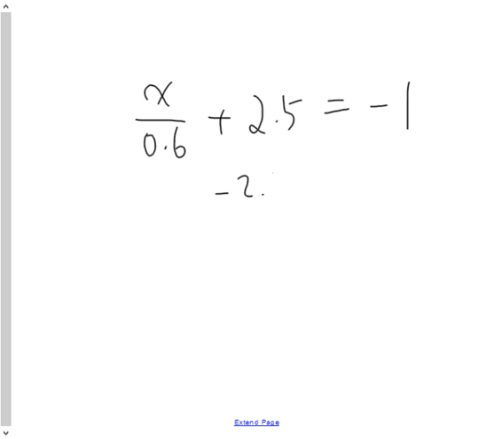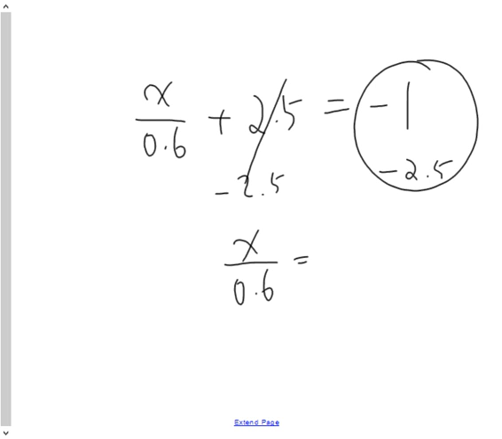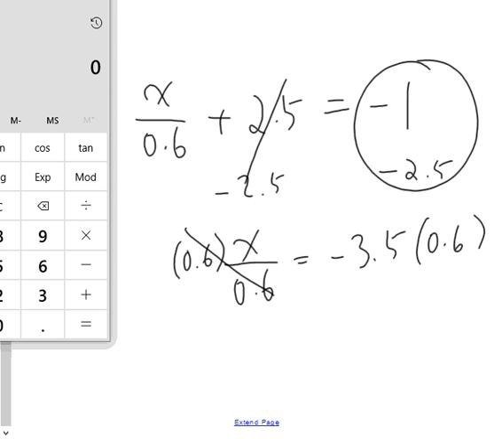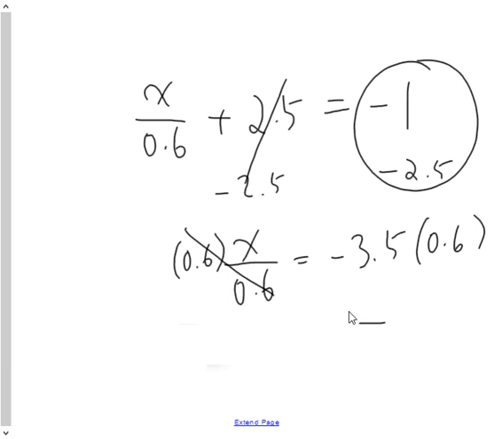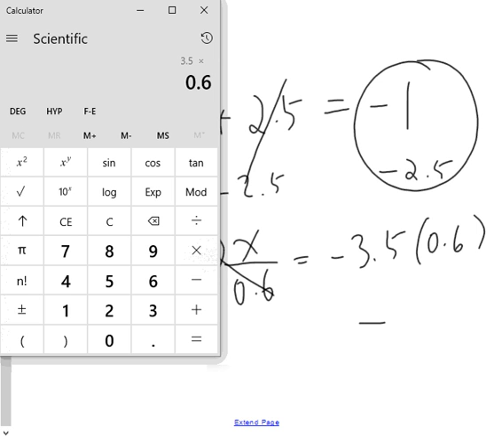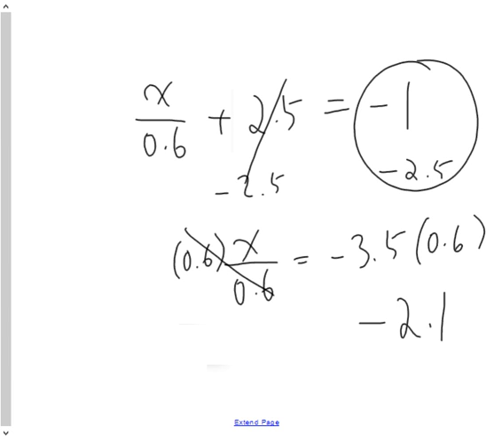So here we're going to subtract 2.5 from both sides. X divided by 6/10 is equal to negative 3.5. Multiply both sides by 6/10 to get rid of your dividing by 6/10. Grab your calculator. 3.5 multiplied by decimal 6. I don't need to worry about negative and positive signs because I know my answer is going to be negative, because a negative times a positive is a negative. Hit the equals button. It's 2.1.